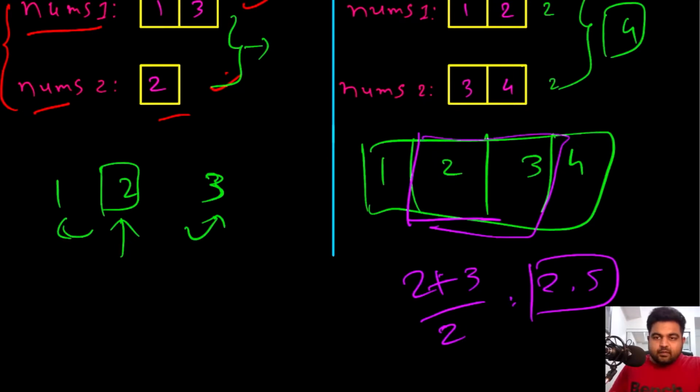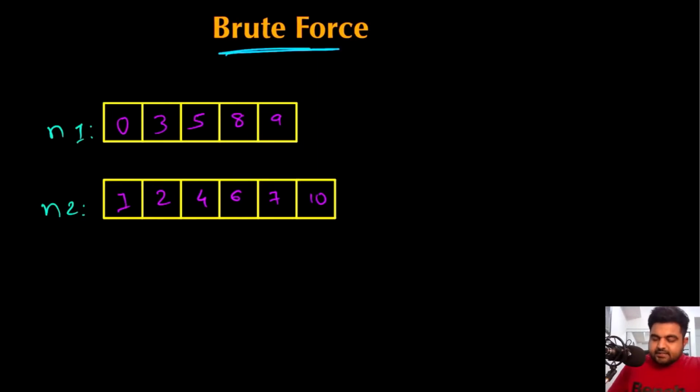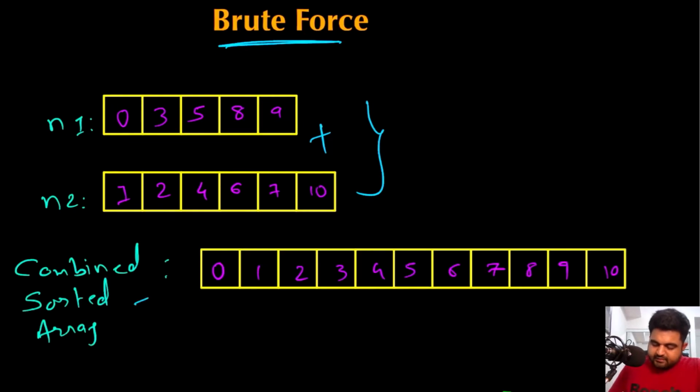So let's see what the different approaches are to find the median of two sorted arrays. The first solution that comes to our mind is a brute force solution. In the brute force solution, the idea is actually simple. If we just combine these two arrays and create a combined sorted array, we get an array that looks like this. Now, once we have this combined array, all we have to do is find the median.